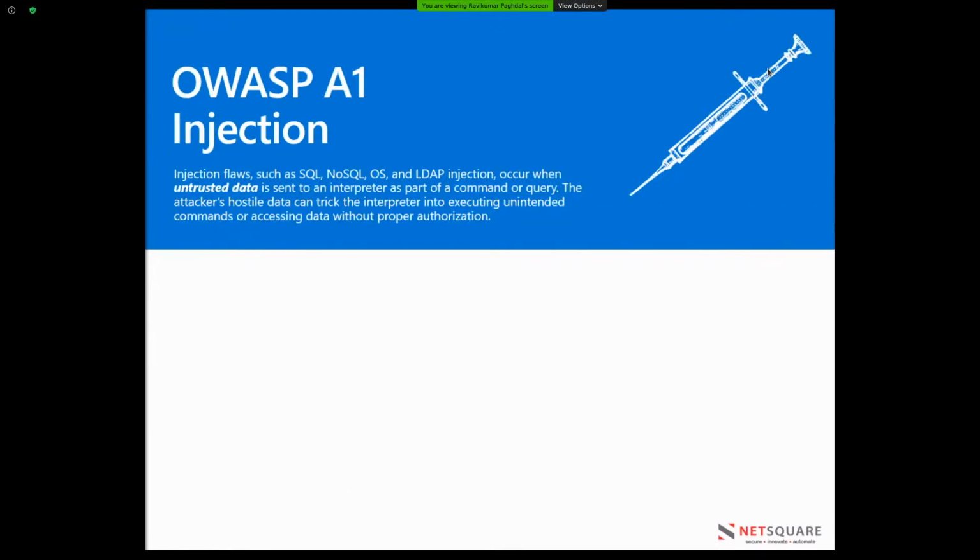So I will cover the OWASP A1 injection part. Injection flaws such as SQL injection, NoSQL injection, OS, and LDAP injection. There are many injections where a user or attacker can inject untrusted data and it is involved in a specific operation. So you can say that it's interpreted and executed on the server side.